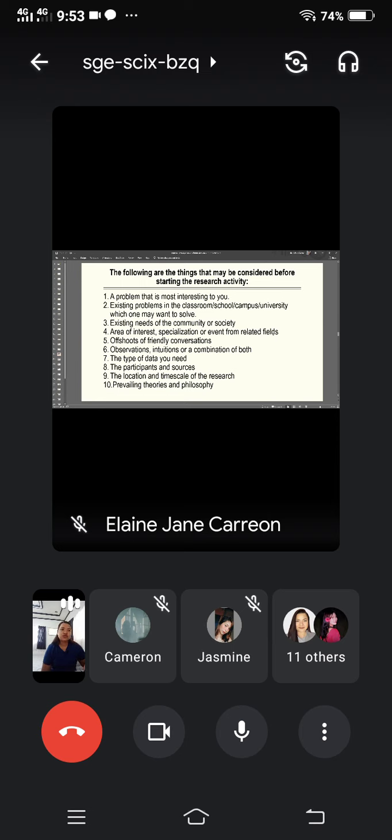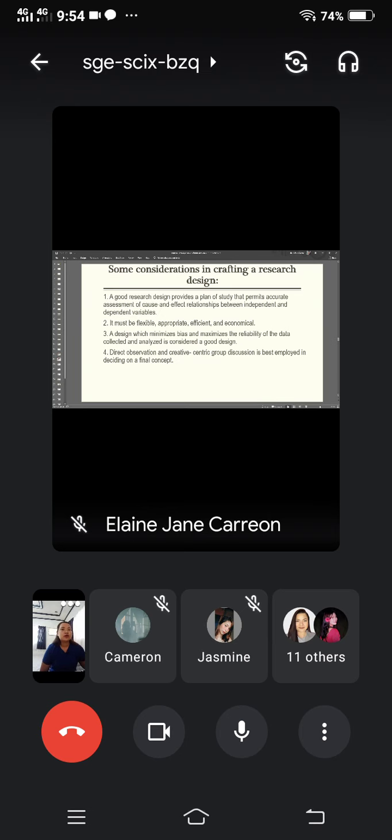Next, offshoots of friendly conversation. Pwede kayong, kaya nga ang i-group ko kayo by 5 dahil mas maraming brain ang nag-work, mas maganda ang research na mabubuo ninyo. Next, the type of data you need, the participants and resources, the location and time scale of the research, prevailing theories, and philosophy that will be found in your chapter 3 of your research in scope and delimitation.